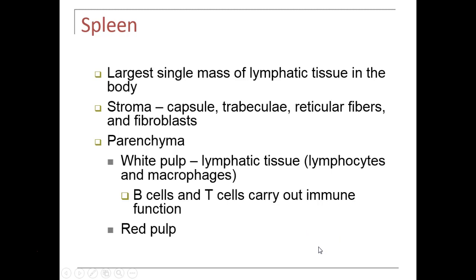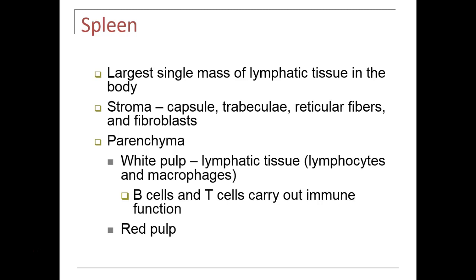So the spleen contains red pulp, white pulp, and red pulp. The reticular fibers, collagen fibers, and fibroblasts, which are loaded down in the spleen, are part of what we call the stroma.